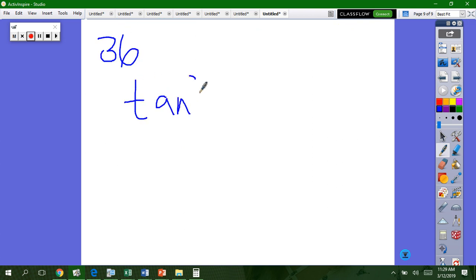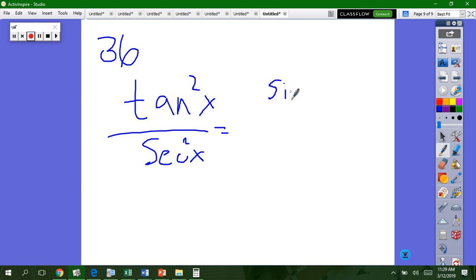Tangent squared over secant squared. Okay. Well, let's treat tangent squared. What's another name for him? I could say that this is the same thing as secant squared minus 1. I could say that, but I'm not going to. Can somebody tell me another name for tangent squared? Very simple, very easy. Sine squared over cosine squared. How about secant squared? What's another name for him? Good, 1 over cosine squared.